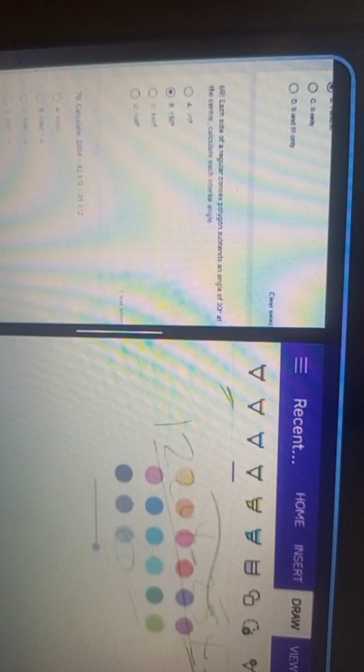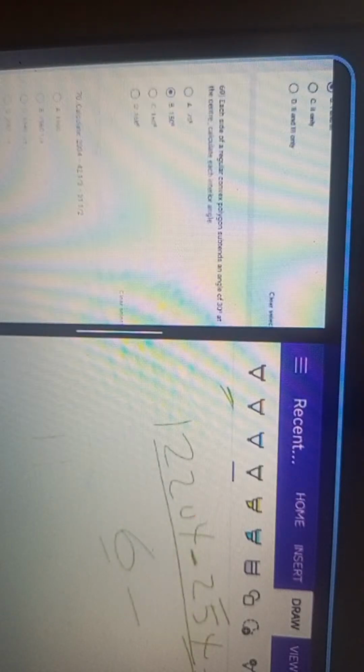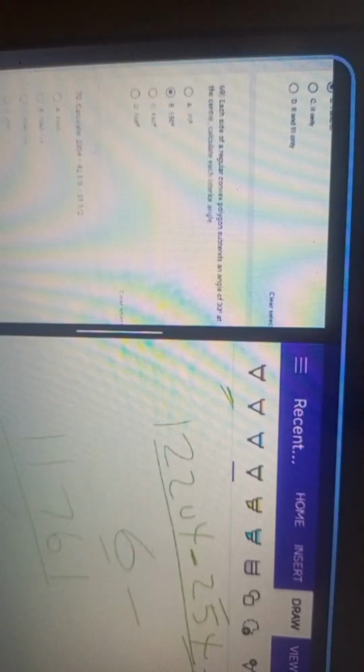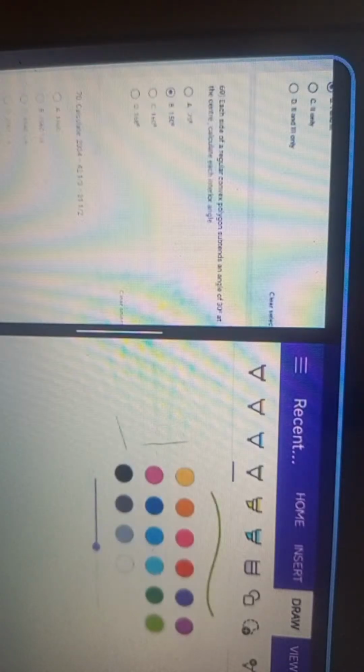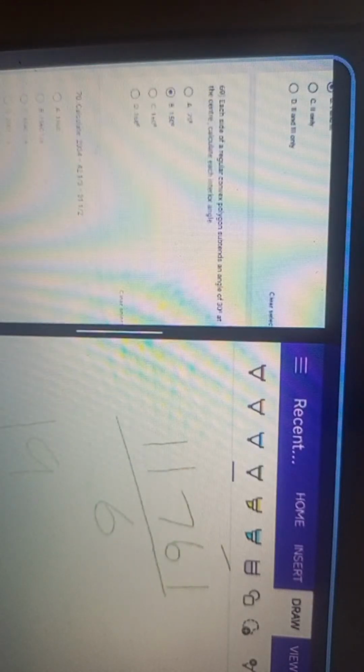So let's do the numerator. 12,204 minus 254 minus 189. What will it give me? It will give me 11,761. 11,761 divided by 6. So let's divide it by 6 first of all. That gives me 1,960, right? Point something.